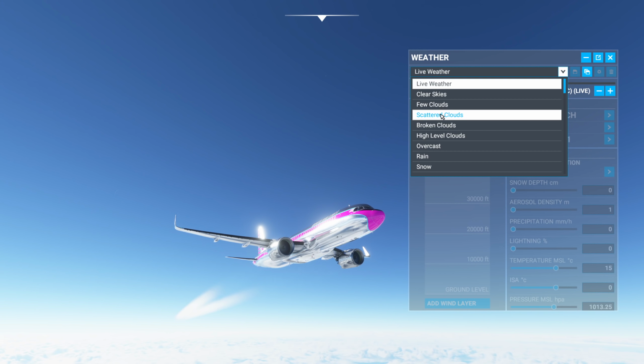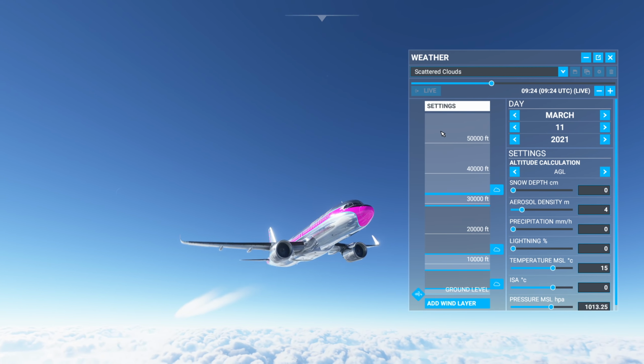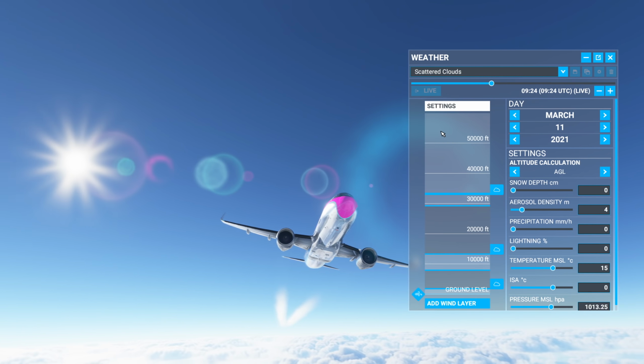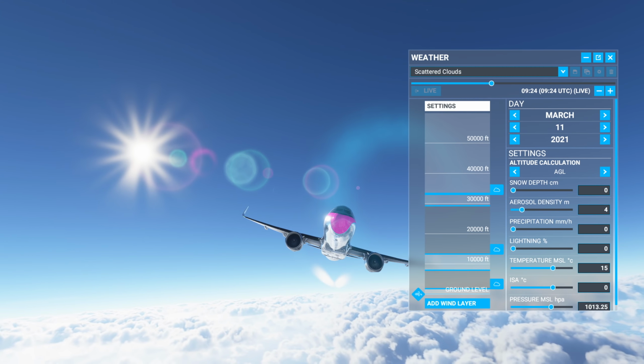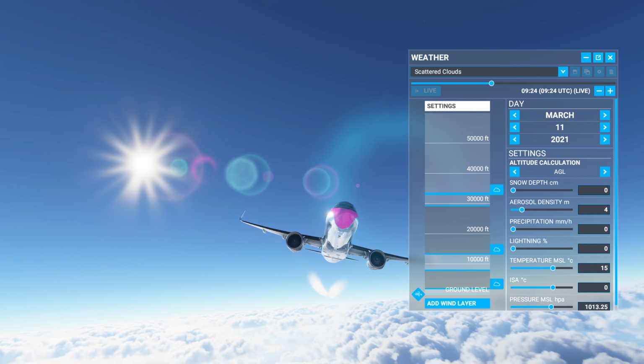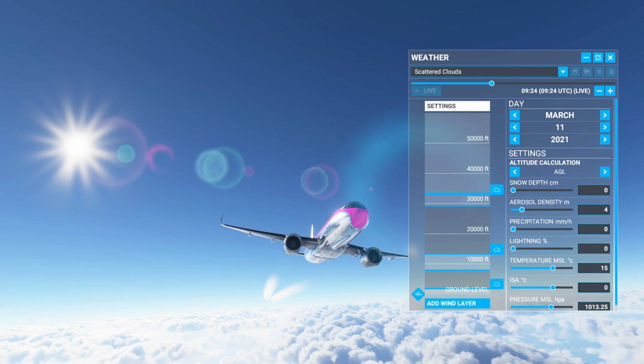So we're in live weather. If I go to scattered clouds, there we go, you'll probably find that the contrails line up a bit better now because we don't have that strong crosswind. So yeah, that's something that hopefully gets changed later on.